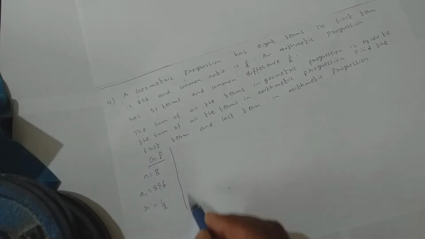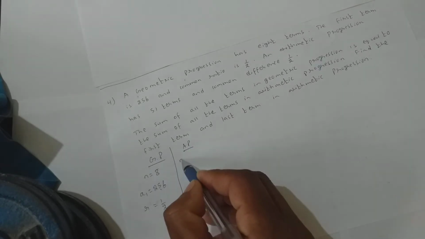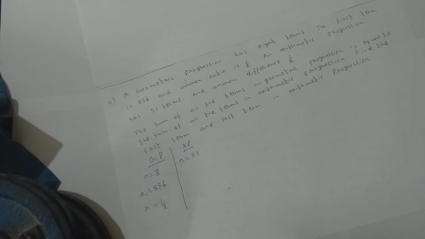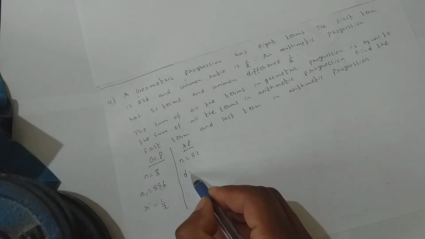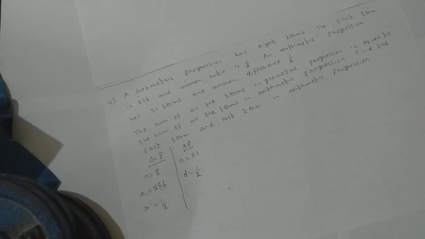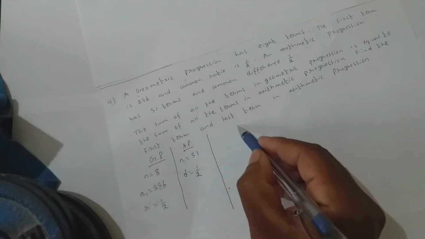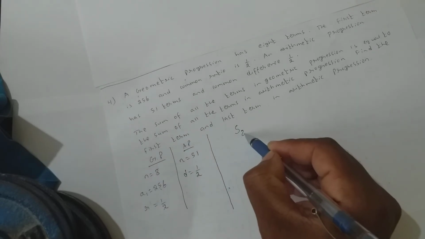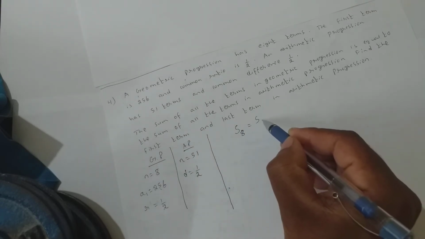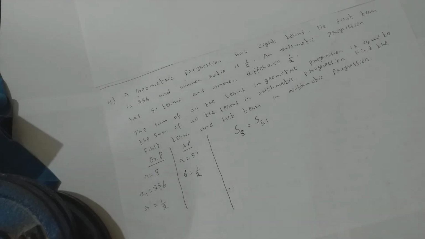Next. An arithmetic progression has 51 terms. So write AP, this time n equal to 51, and the common difference is half, so d equal to half. Clear so far? Now the sum of all the terms in the GP is equal to the sum of all the terms in the AP. So S8 equal to S51. This is what I get from that given statement. The sum of all the terms in the GP is S8, the sum of all the terms in the AP is S51, so both are equal.